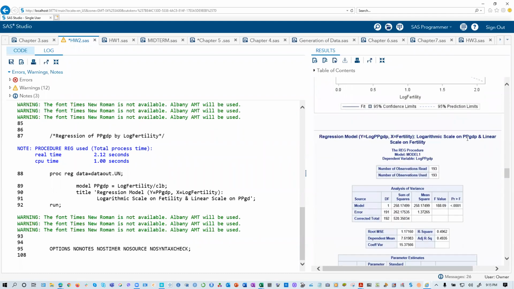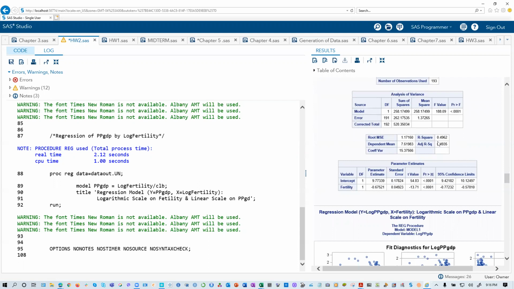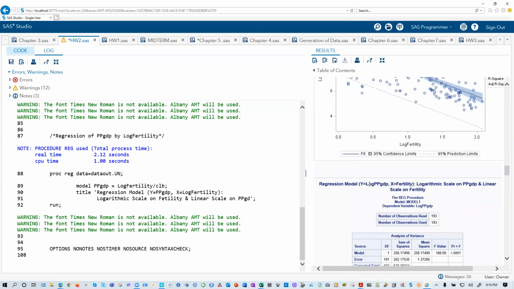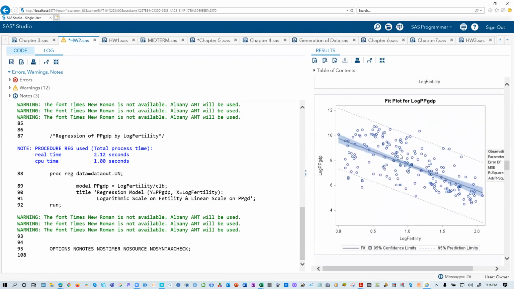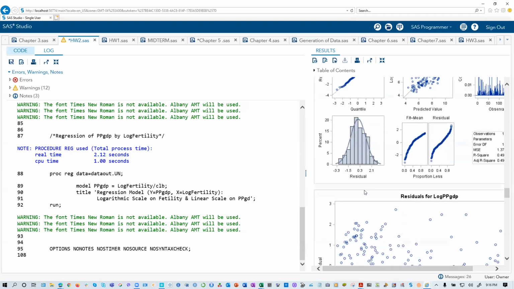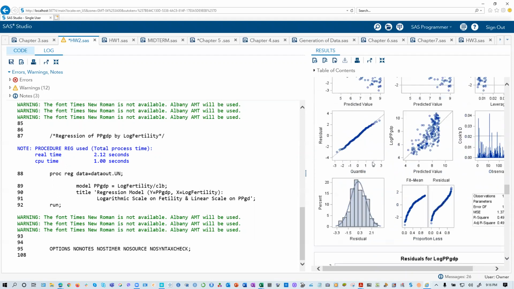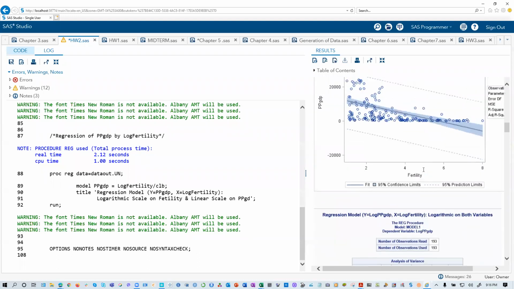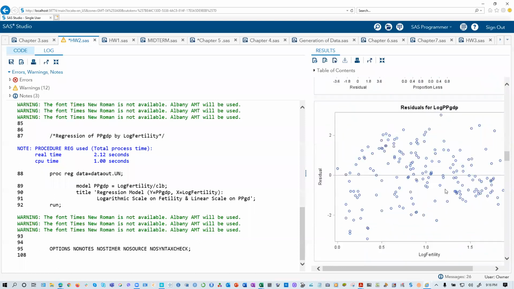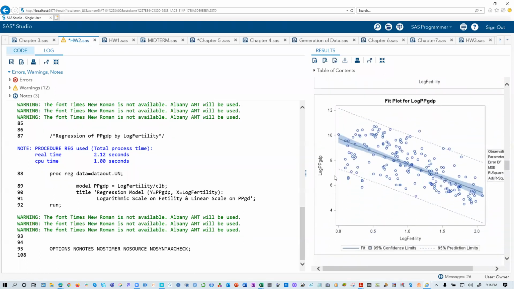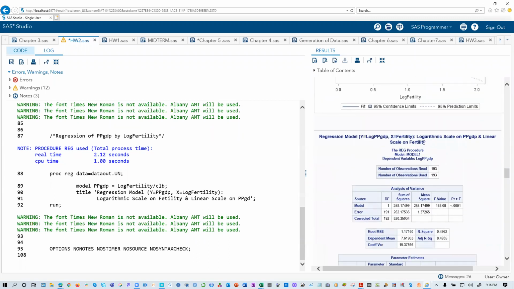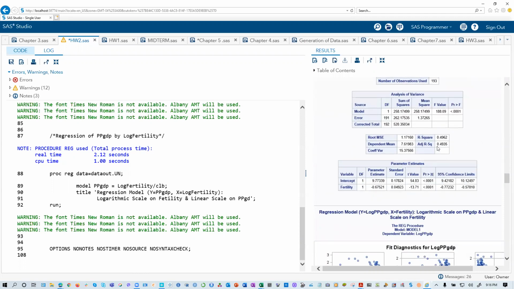Now let's go to the next one. Logarithm scale on PP, GDP, linear scale on fertility. Look at R squared, 49. If you take the log on that one, you saw that scatter plot. Look at the scatter plot, very nicely spread out, but it's a negative relationship. It's negatively correlated. I'm talking about this one. The other one too, but log to log is at least 45. Not bad. Log to log is 45, and log of the national income against the other one, linear fertility, is 49.